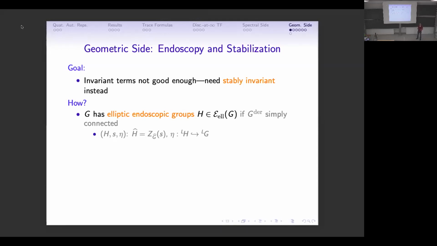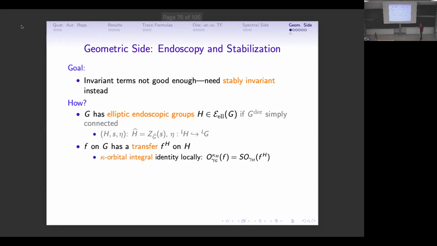G has associated to it some groups called elliptic endoscopic groups H. There's a definition if you care about them. It's something that's explicitly described and you can compute them out in terms of root data and some minor work with cohomology. If you have a function on G, then you get a transfer function on H. Maybe it's not perfectly well defined, but for our purposes, there's just a transfer function on H.